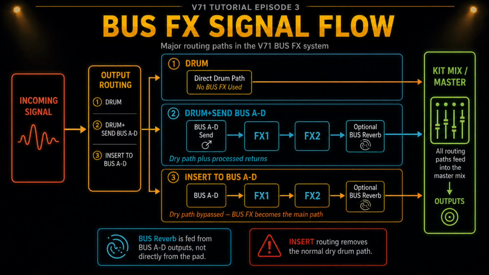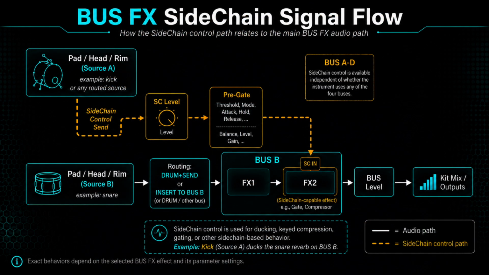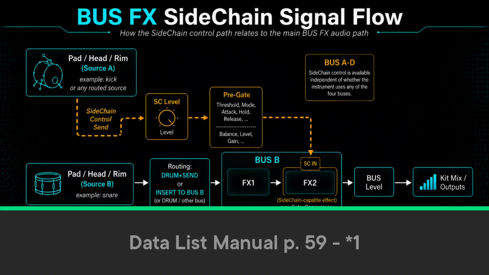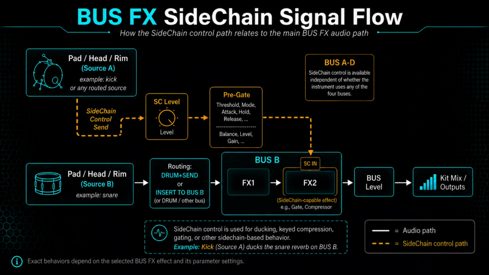So that's got to be it, right? Well, there is one more bit of flexibility in the effects section. The bus effects supports the concept of a sidechain. A sidechain is a separate control signal. One pad can control a compatible effect that is processing another pad. Page 59 of the data list manual uses a footnote of an *1 to signify which effects are sidechain compatible.